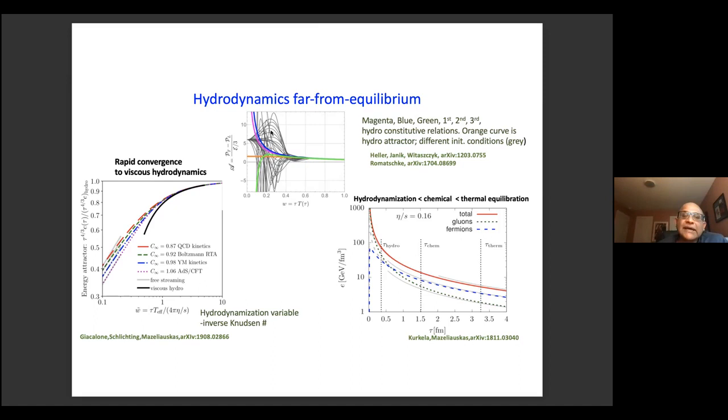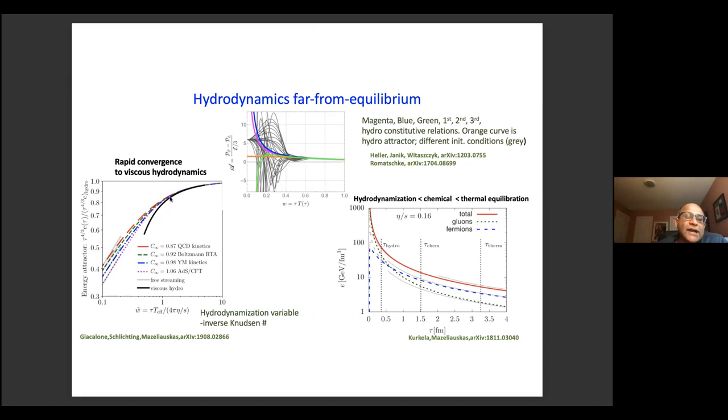And you see that this all kind of converges very nicely to some universal curve. So you can plot, for example, the energy density of such a system as opposed to what you would expect from hydrodynamics as a function of the inverse Knudsen number, a dimensionless quantity. So for very large values of this quantity, you expect it to be hydrodynamic. It's a good expansion parameter.